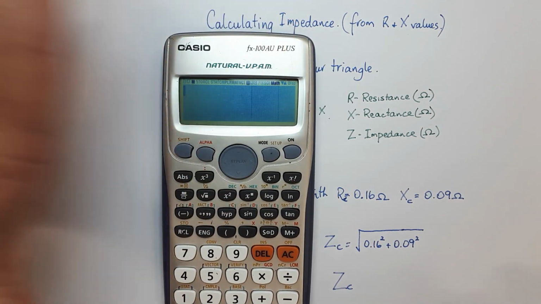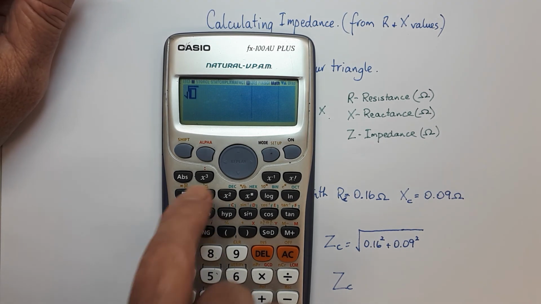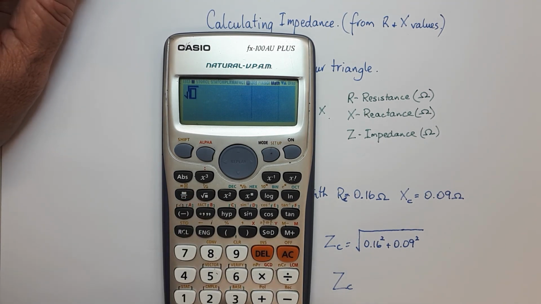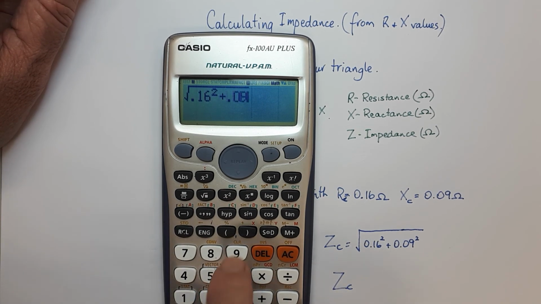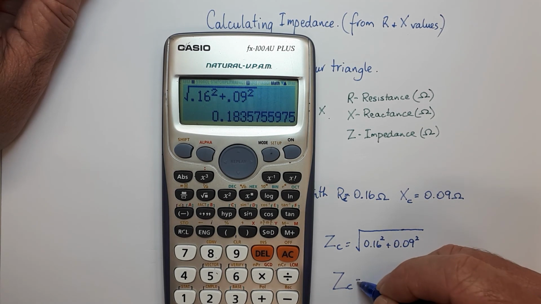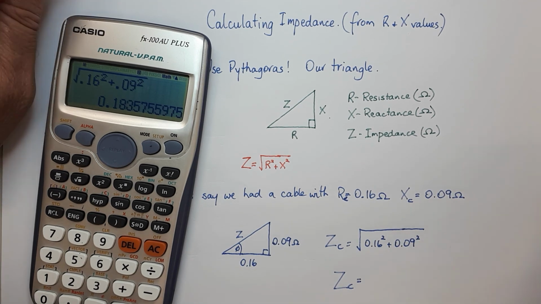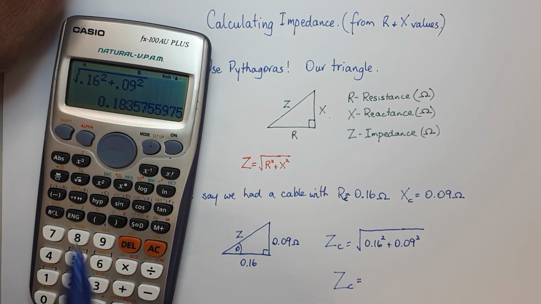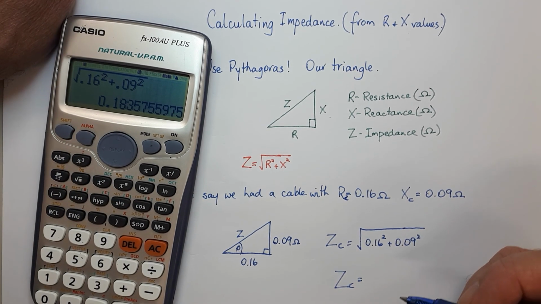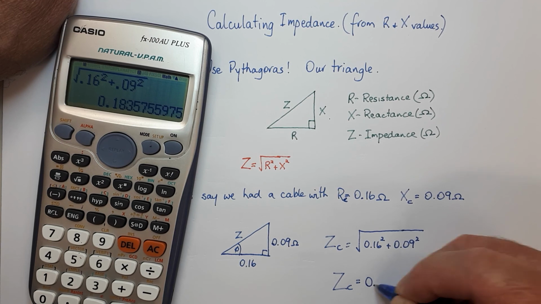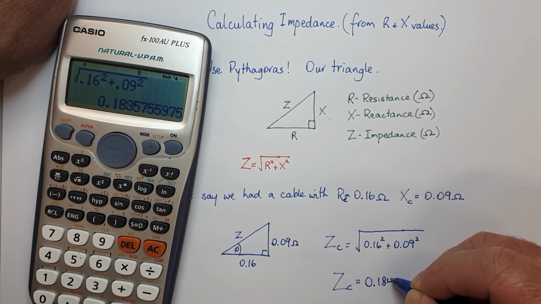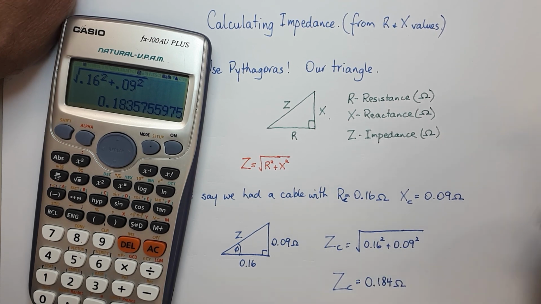So there it is. Now again, this is a great calculator for this. You just put in a square root sign. 0.16 squared plus 0.09 squared equals, and there it is. It's going to be bigger, because keep in mind we've found the hypotenuse, and you'll remember from your time at school when you learned about Mr. Pythagoras that the hypotenuse is the longest side. So there it is. It's 0.184 ohms. Not too difficult, hey?